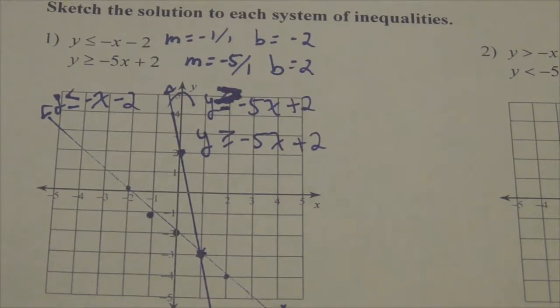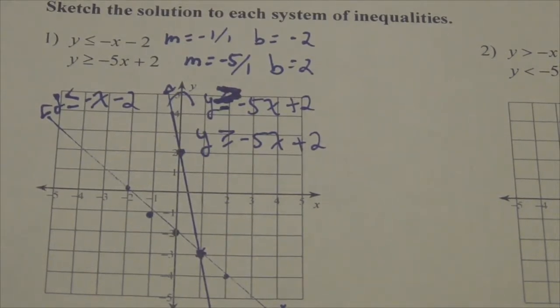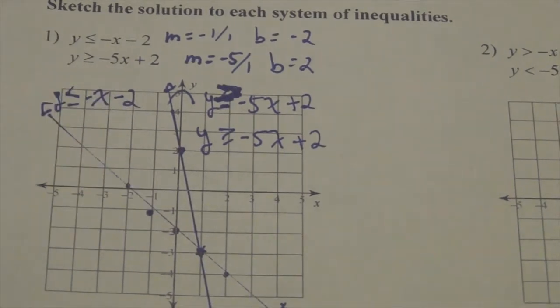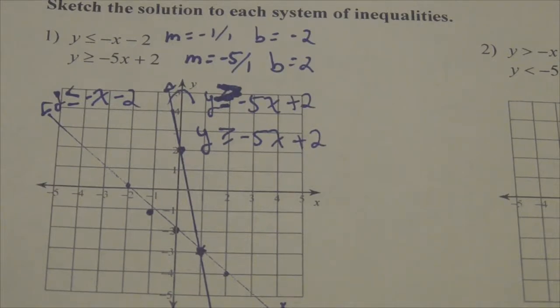Alright, so how do I find a solution? Remember, in a system of inequalities, you have to shade regions. Okay, so let's shade them. And the region that is double shaded is going to be your solution to that system of inequalities.